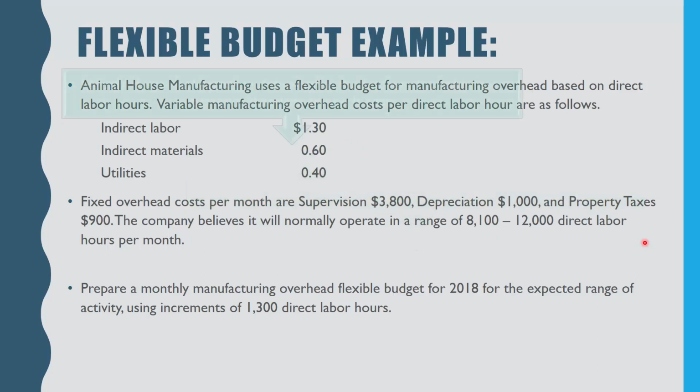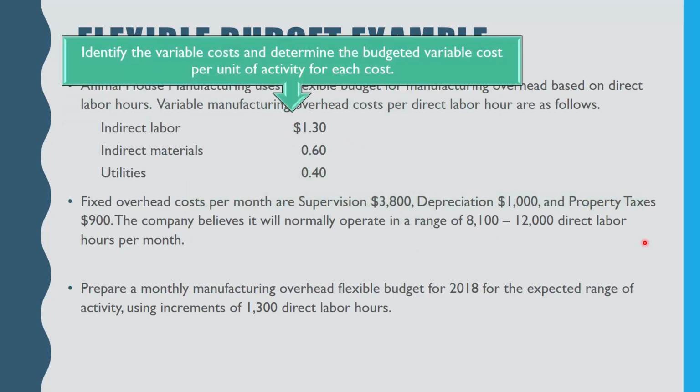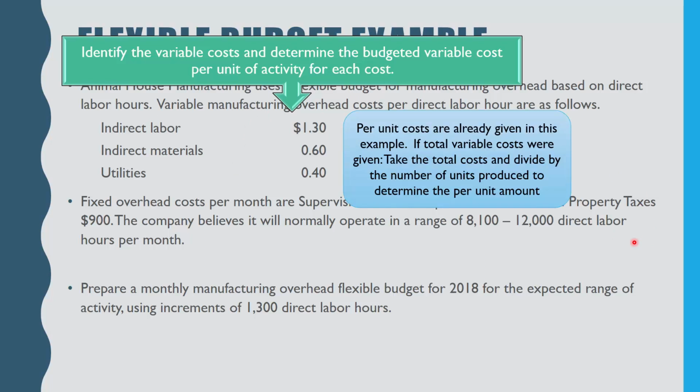Our next step is to identify the variable costs. Now in this example, they already gave us our variable cost per unit, so we don't need to go through and calculate the variable cost per unit. However, if we were given variable cost in terms of total, we would just take that total, divide it by the number of units, and that would get us our per unit amounts.